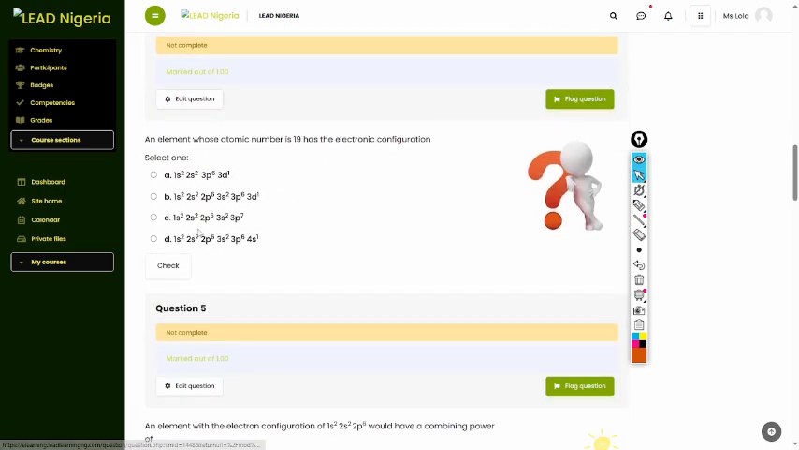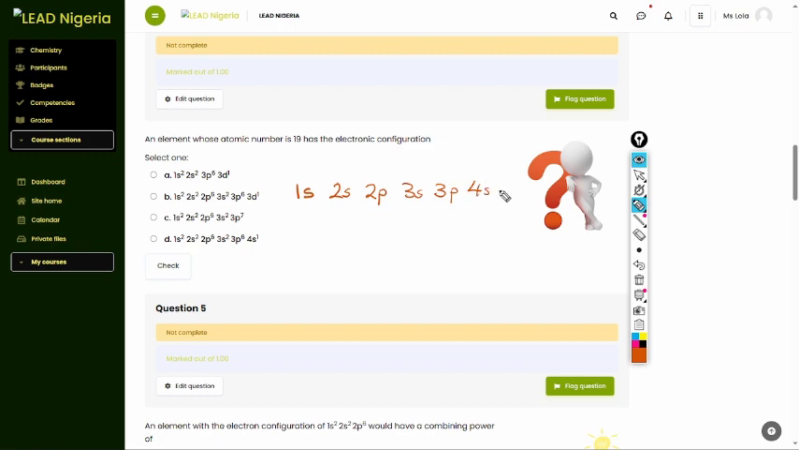Alright. An element whose atomic number is 19 has the electronic configuration. So we'd write out the electronic configuration in order of increasing energy level of the orbitals and then find which of the options corresponds to the correct answer. In writing out the electronic configuration of an atom, the increasing order of energy levels is 1s, 2s, 2p, 3s, 3p, 4s, 3d, and so on.